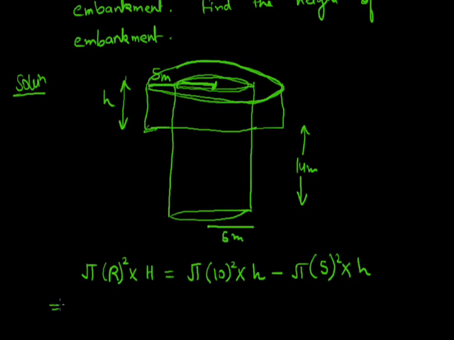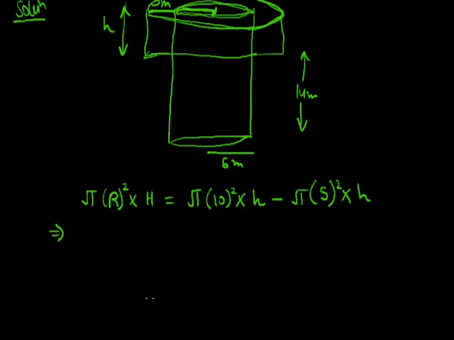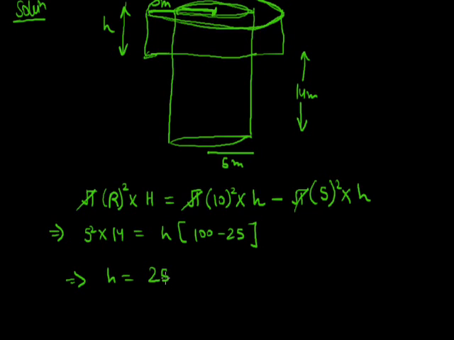Now accordingly we need to solve, and we'll find out the value of small h. First we'll cancel out this pi because it is the common part of LHS and RHS. Now the value of capital R is 5 meters, so we'll take 5 square into capital H, that is 14, is equal to, we'll take out this small h common, we'll get 10 square minus 5 square, that is 100 minus 25. So accordingly h is equal to 5 square, that is 25, into 14 divided by 100 minus 25, that is 75. We'll cancel out this 25, 375.